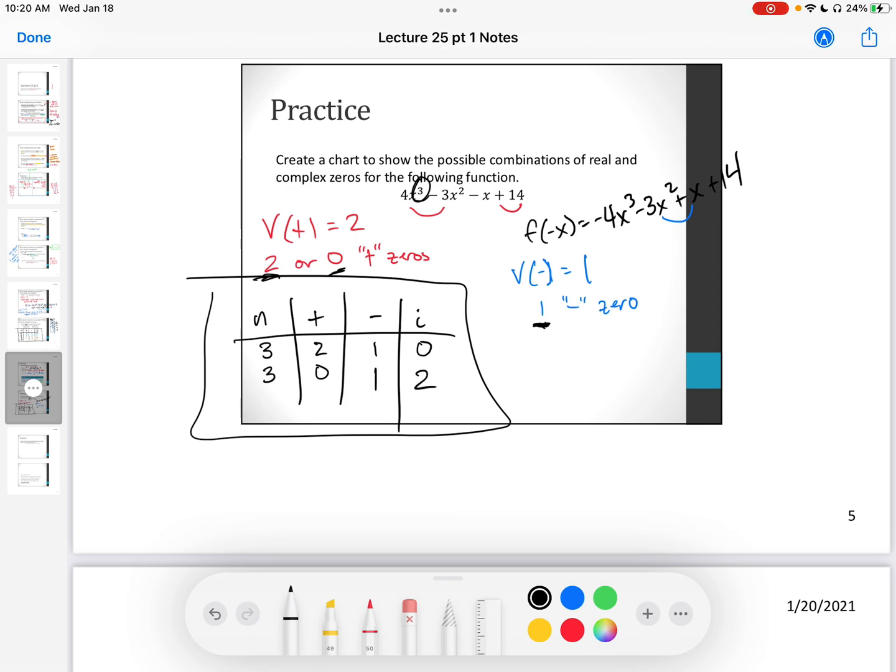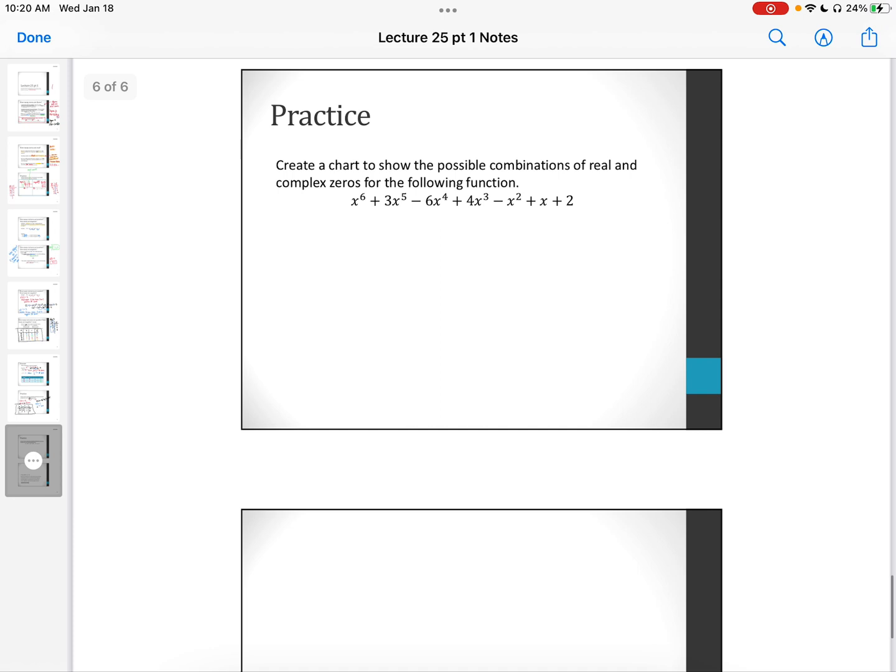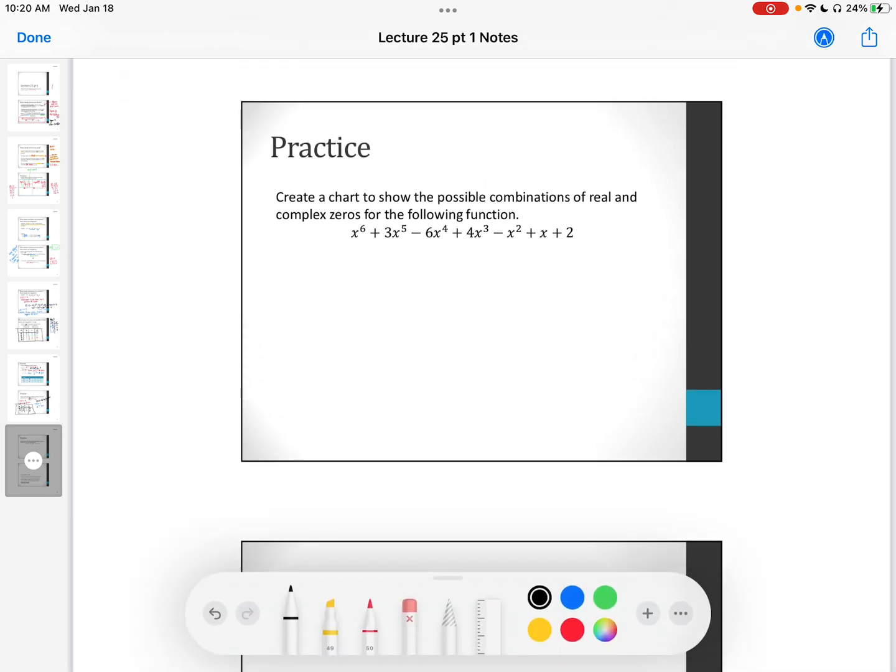There's our possibilities. Okay. Last one we have, again, if you're starting to feel comfortable with it, practice this one on your own. Okay, see if you can get it. My V positive, positive, positive, positive, positive, negative, negative, positive, positive, negative, negative, positive, positive, positive. Okay, so my V positive is 4.